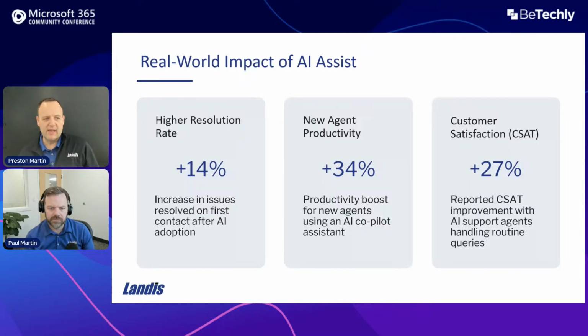Another really big gain is the new agent productivity. They're showing a 34% jump in productivity. And that makes sense. If you have an AI tool that's helping a new agent that's not very efficient at their work yet, because they still have to really think hard about every step. What do I do now? Where do I find that resource? And these products can assist them.